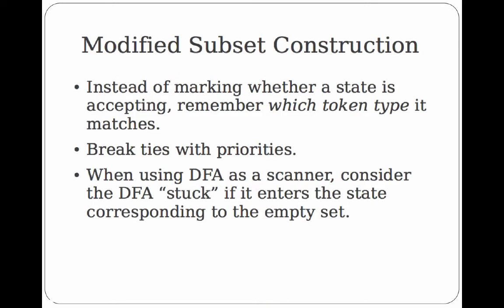So that's called the subset construction. Instead of marking whether a state is accepting, we just remember which token type is matched, with the color coding like I showed you on the last slide. We break ties with priorities like we talked about before. And when using the DFA as a scanner, we consider it to be stuck if it enters a state corresponding to the empty set, which was that state in the lower right-hand corner of the previous slide.